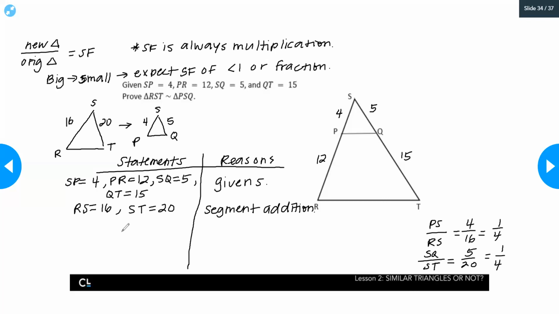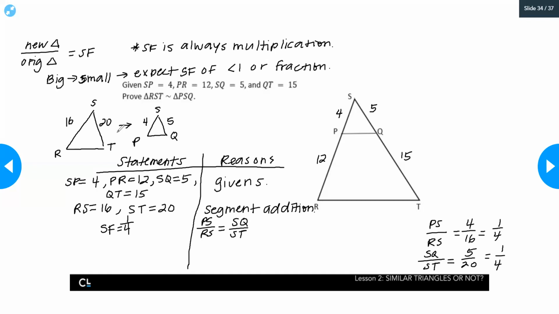So I do have a scale factor of 1/4, because I have this proportionality, PS over RS is equal to SQ over ST. So we do have proportionality, okay?